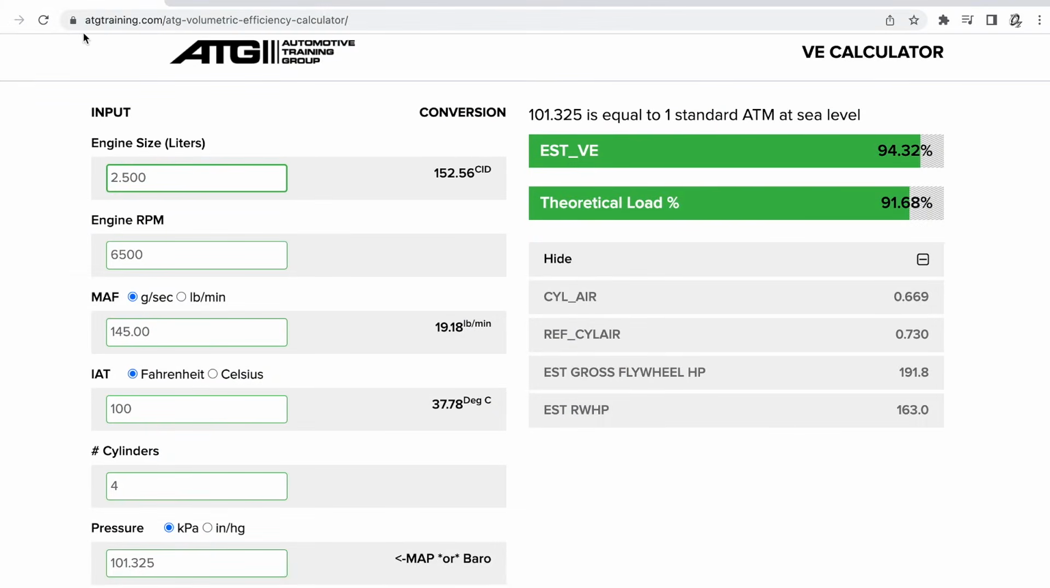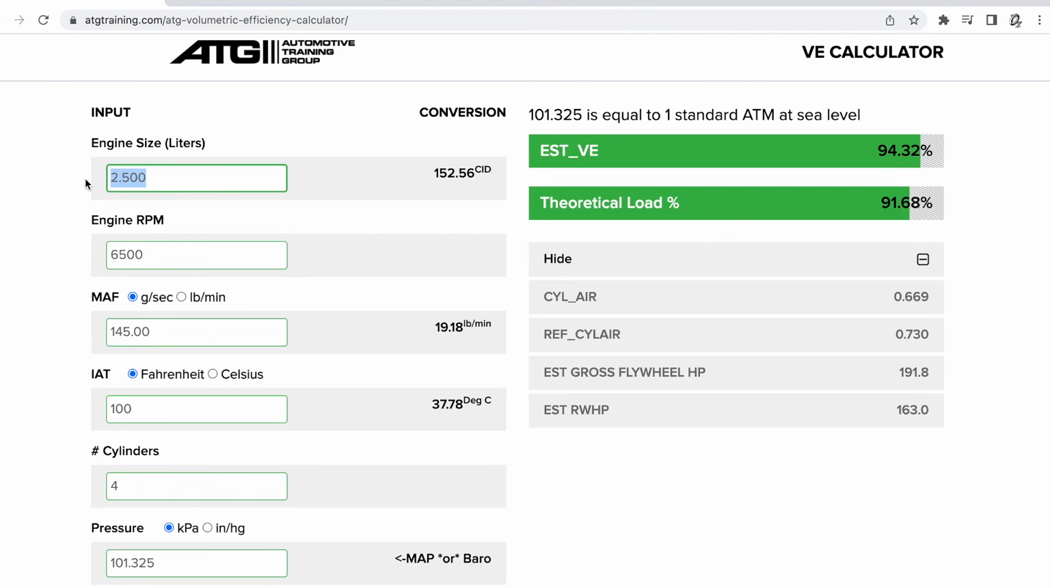All right, so we're on this website right here. This is atgtrainer.com, and this is what houses our VE calculator. You can actually use your phone as well if you want to. Right now I'm going to be using this because I just want you to see exactly what's going on. This is all preset. As you can see, it already has some numbers, but we're going to put in our numbers.